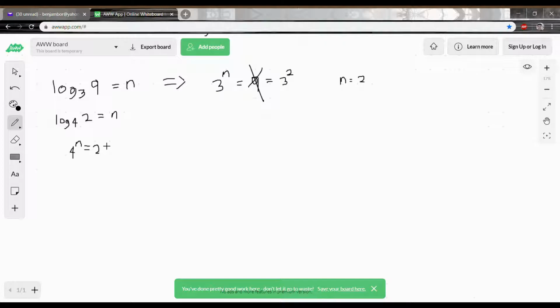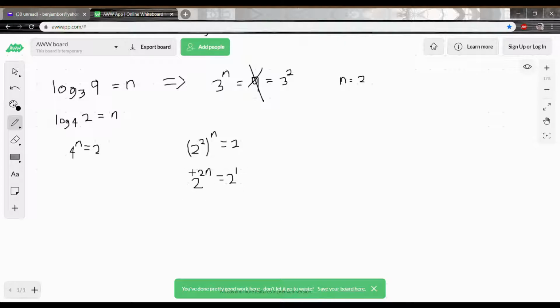Well, we can look at this 4. We can convert this 4 into 2 squared, right? And that would give us 2 squared to the n power is equal to 2. Well, we know from rules of exponents that 2 squared raised to the n power is the same as 2 to the 2 times n power, and that's going to be set equal to 2. And we also know that any number raised to the 1 power is equal to itself, right?